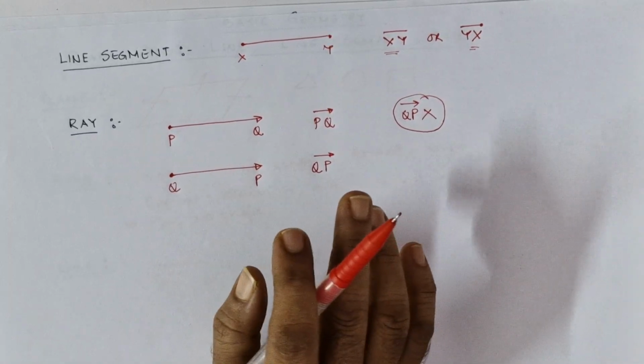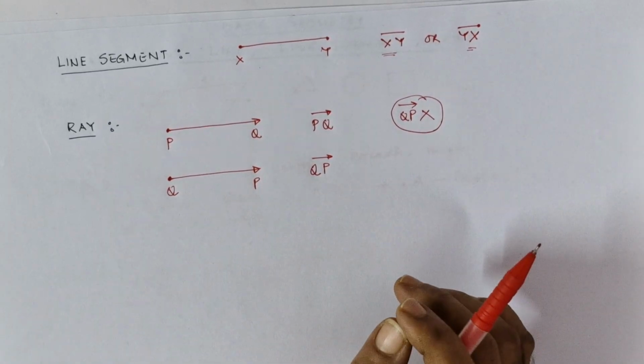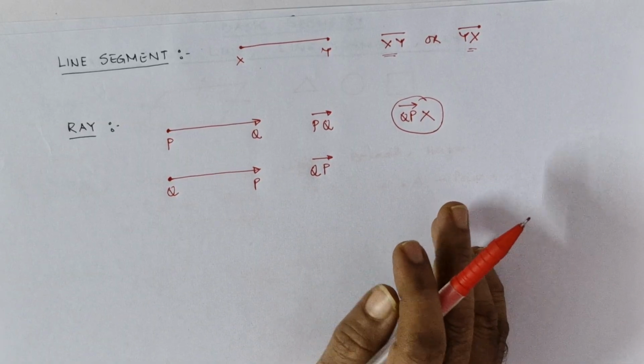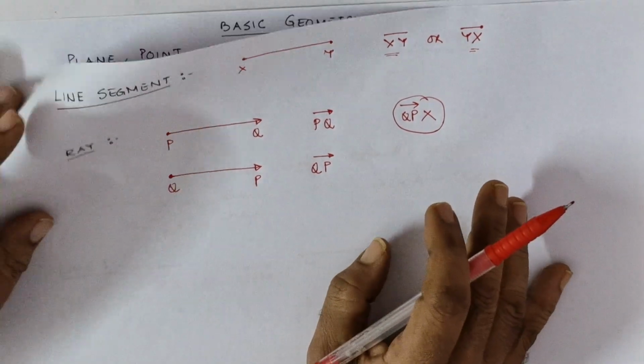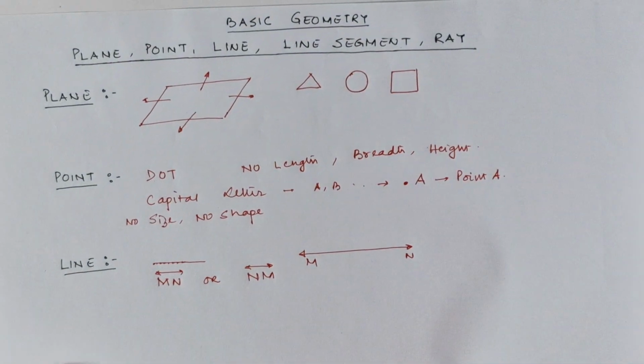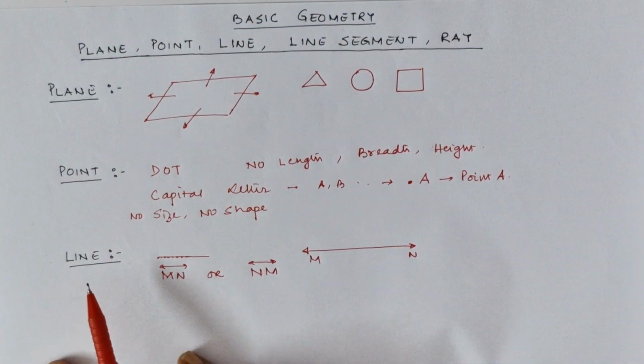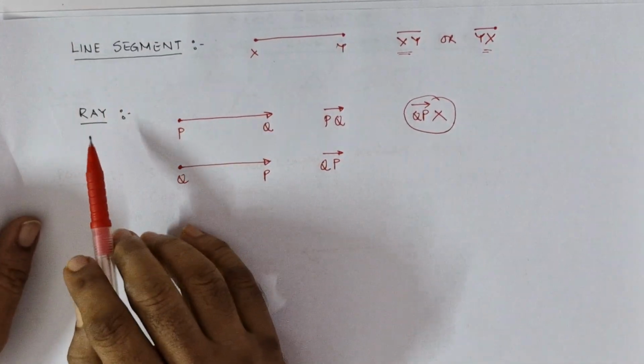Always remember, from a point, infinite number of rays can be drawn. So these are the things that we did today. Let's recap. We did plane, we did point, we did line segment and ray.